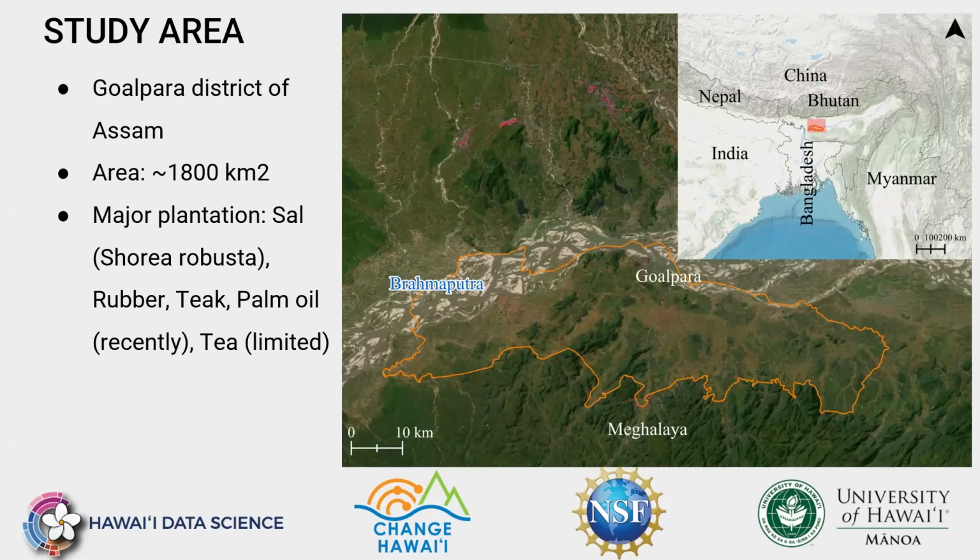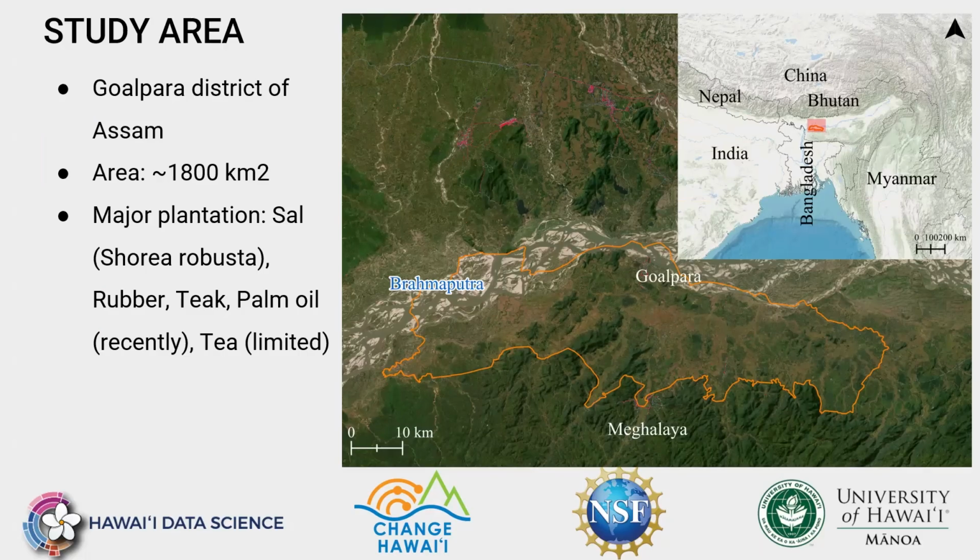The study area selection was based on 3 parameters. It should have plantation, it should have ecological importance, and it should have relatively similar climate as Hawaii, because my major PhD study will be based on the Hawaiian islands.